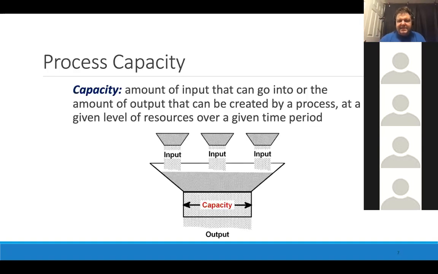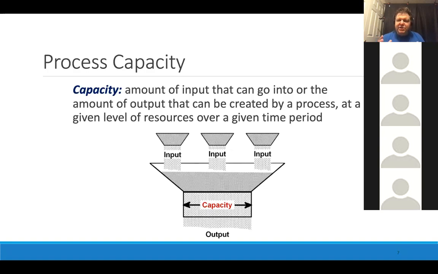So capacity is slightly different. Capacity is the amount of input that can go into or the amount of output that can be created by a process, given resources. So there are inputs going in the process, they're coming out as an output, and capacity is how many can I do in a certain time period. So in an hour, in 15 minutes, in a month, in a week, etc.